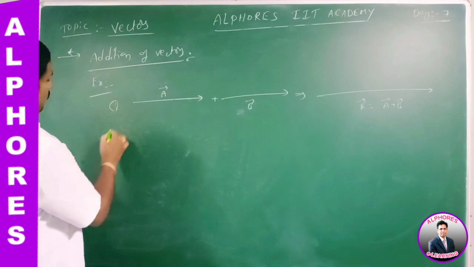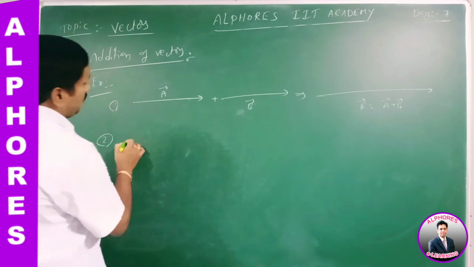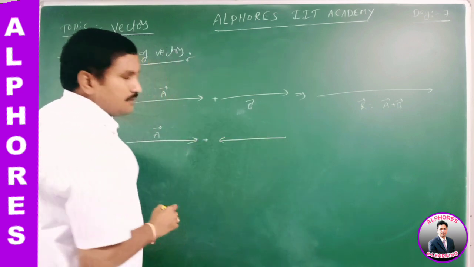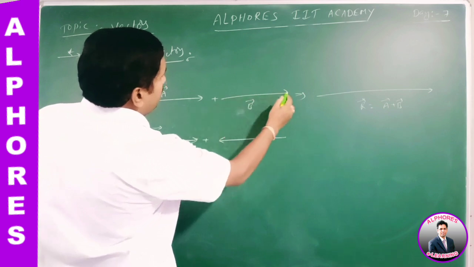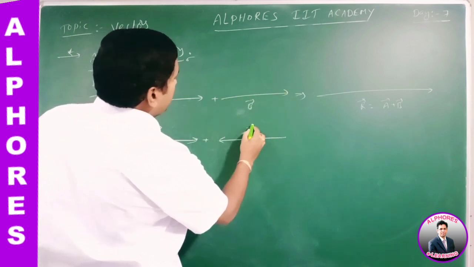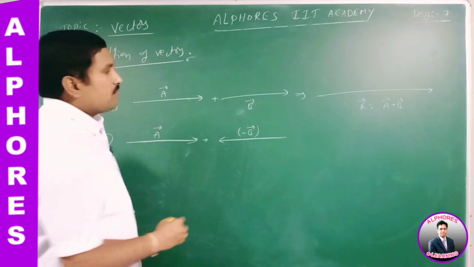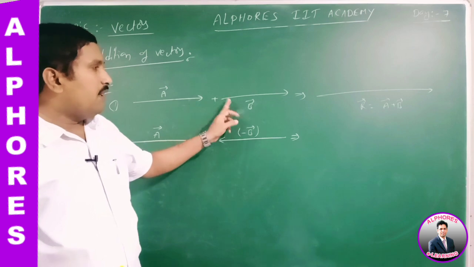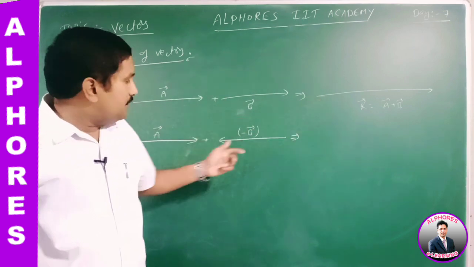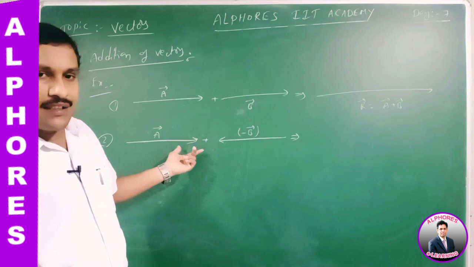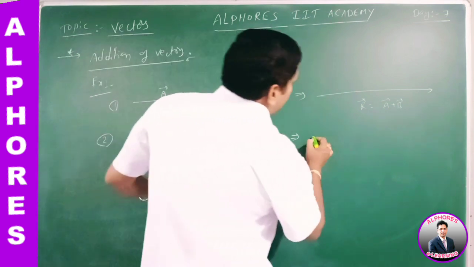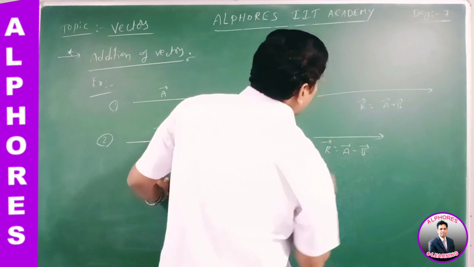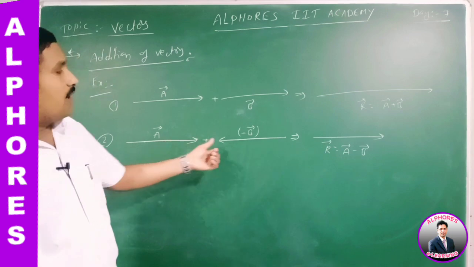The second example: what is the addition of anti-parallel vectors? Initially B bar is oriented along the positive x direction, and now I am taking minus B bar. What is the resultant, does it increase or decrease? In the previous case, when the two vectors are added, the resultant increases. In this case, what happens to the length of the resultant? Ultimately it decreases. So R bar is equal to A bar minus B bar, when A bar is greater than B bar.